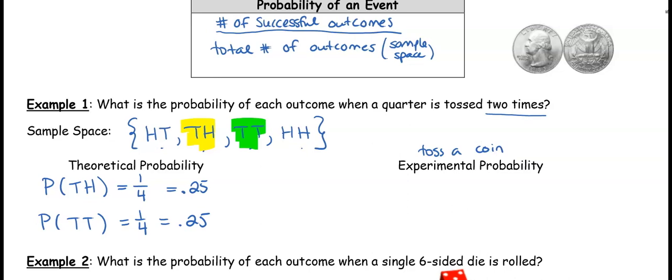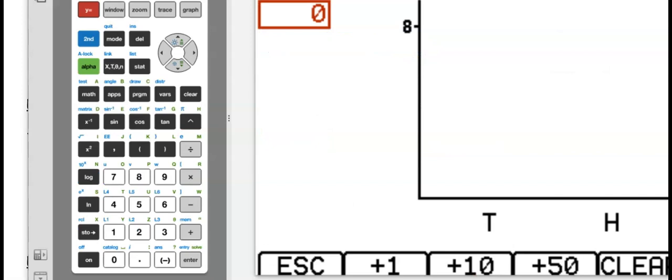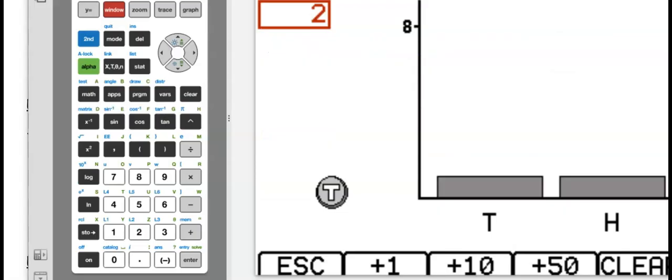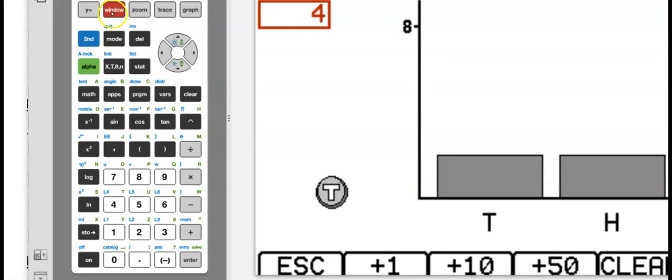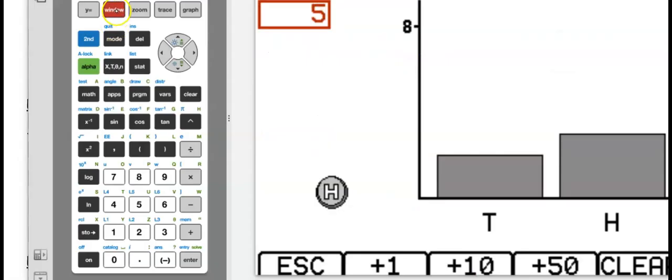All right, so you actually have an app on your calculator that we're going to look at this. So we want to go ahead and roll, and I got a heads. And then I go again, and I get a tails. So my first one is I got heads and then tails. Let's do that again. I got heads and then tails. Interesting. Heads and then tails. This is not right.